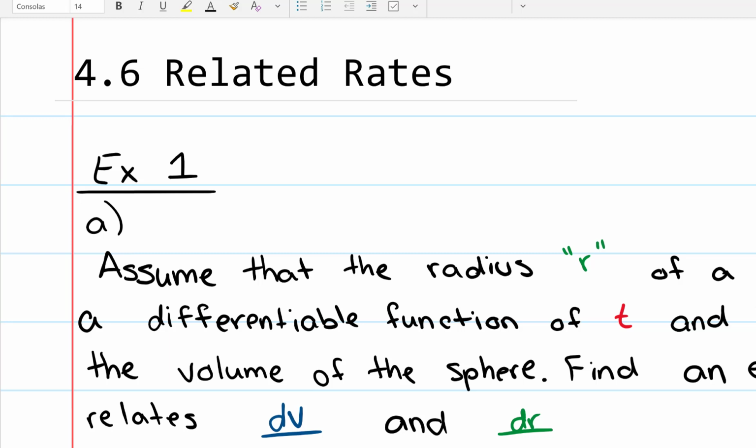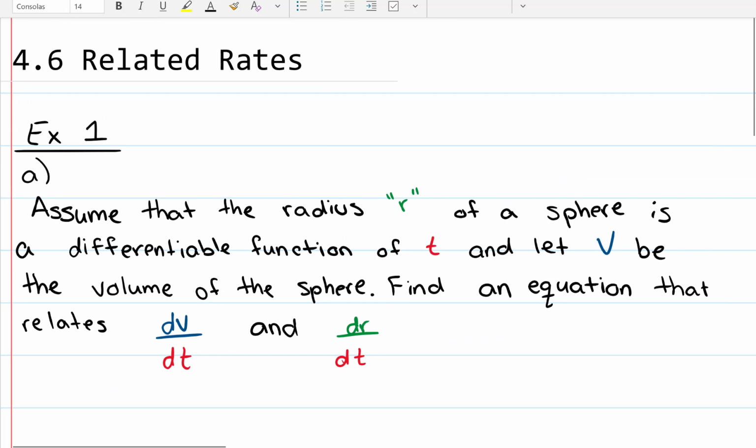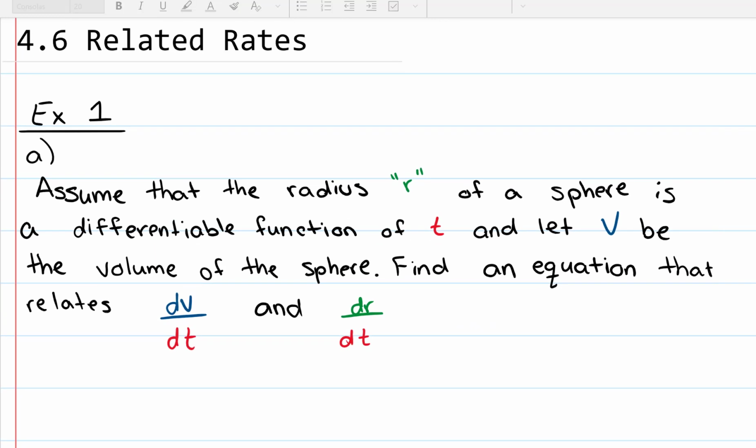4.6 Related Rates. So in this section we're going to be talking about relating two variables together, usually with respect to time. So in example 1 we're going to talk about how to derive formulas using implicit differentiation in terms of volume or area. So we want to assume that the radius of a sphere is a differentiable function of t and let V be the volume of the sphere. Find an equation that relates dV/dt and dr/dt.